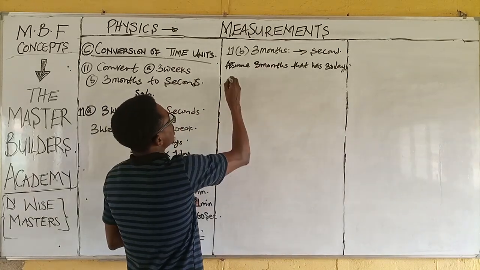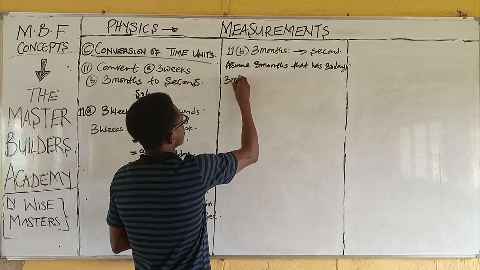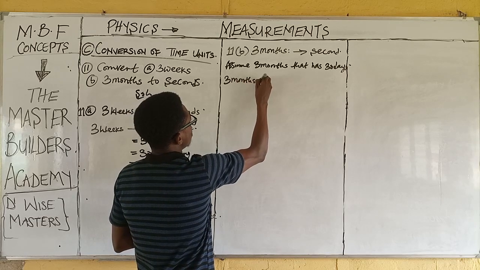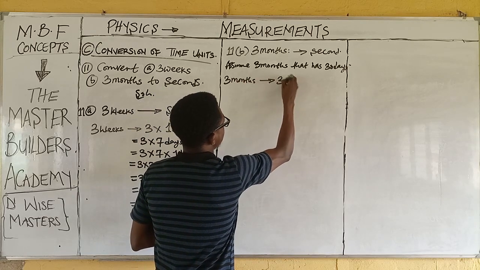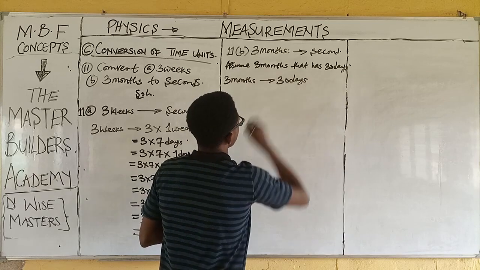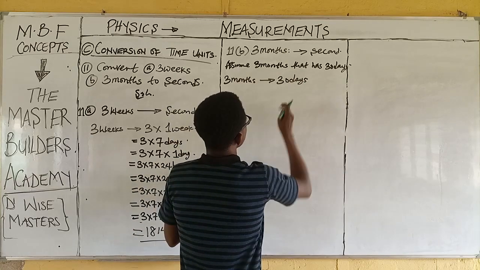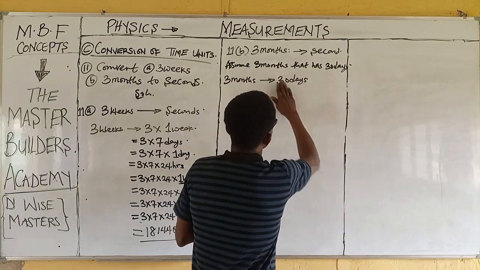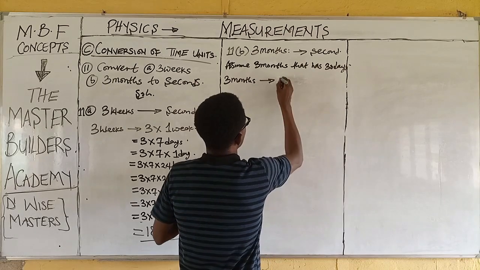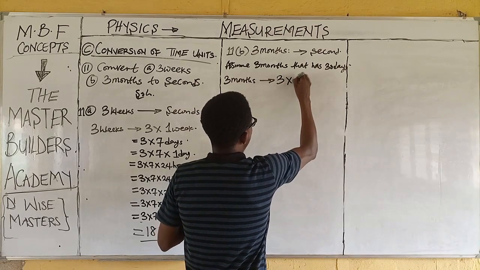So first is that 3 months is equal to 30 days. 30 times 3 months is equivalent to what? 3 times 1 month.